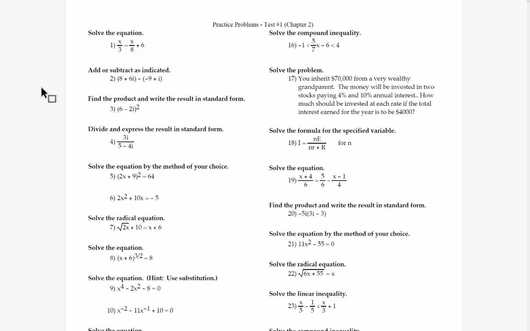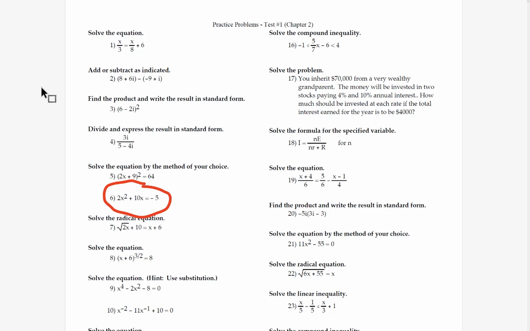This next one here, I guess one of the most common mistakes is if they do start it correctly by square rooting, they forget to put plus or minus when they square root that side, and that's going to end up giving you 2 answers because of the plus or minus.